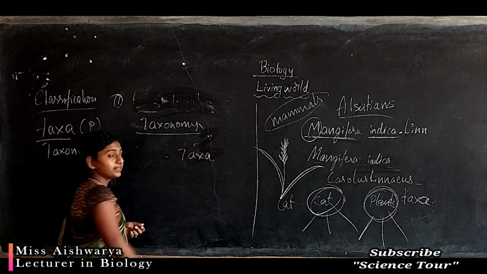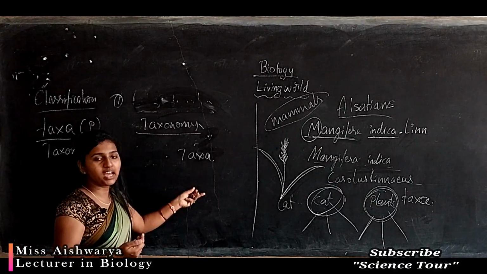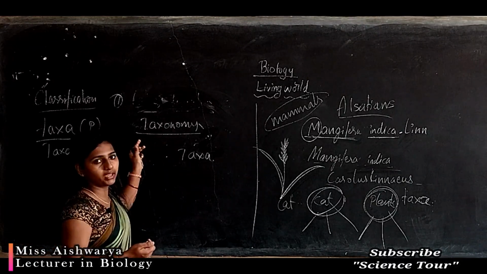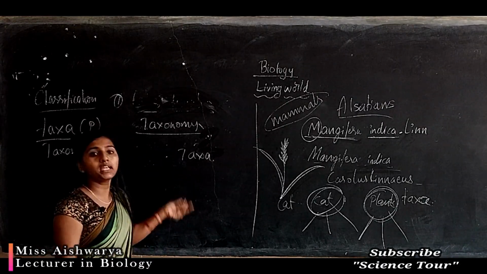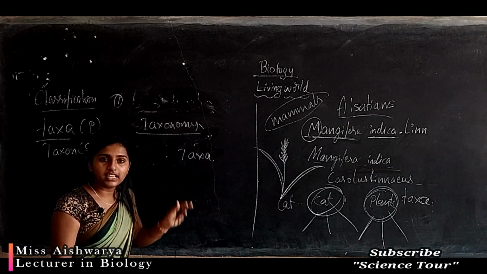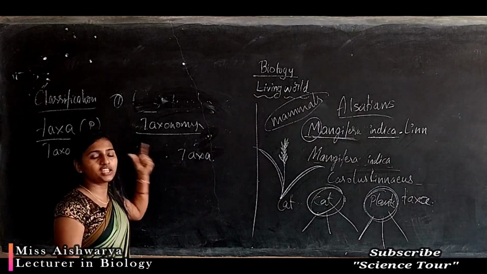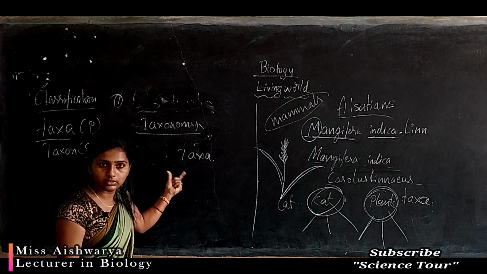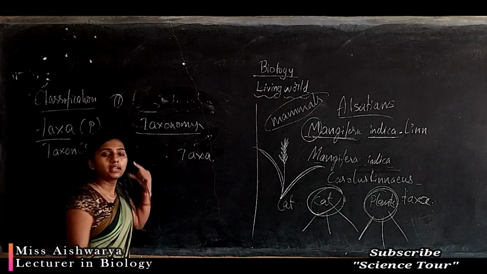So, that process of classification based on the different taxa, we'll call it taxonomy. Once again, I'll repeat the definition. Based on the characteristics, the organisms are differentiated or classified into different taxa, and the process of categorization or classification, we'll call it taxonomy.